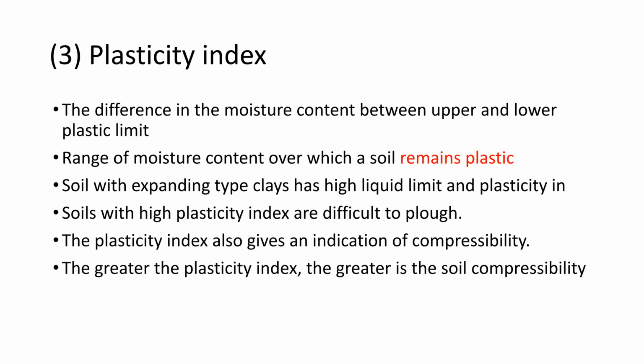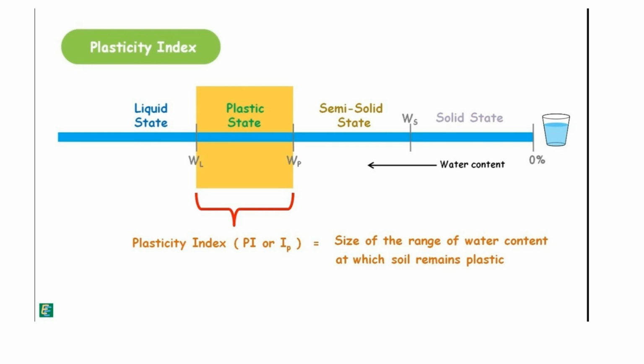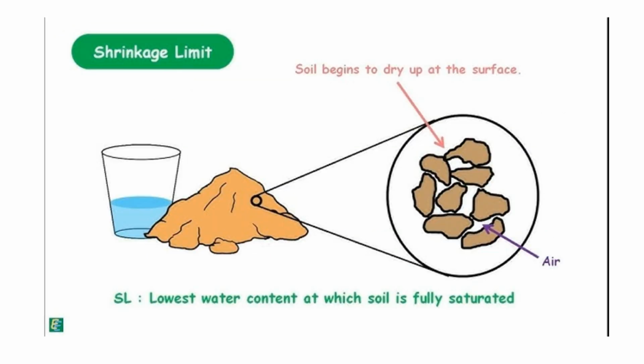The plasticity index is the difference in moisture content between the upper and lower plastic limits. It indicates the range of moisture content over which a soil remains plastic and is an indication of soil compressibility. The plasticity index defines the range of water content where the soil is in a plastic state, situated between the liquid state and the semi-solid state. The shrinkage limit is the lowest water content at which soil is fully saturated. Below this limit, the soil begins to dry up at the surface.